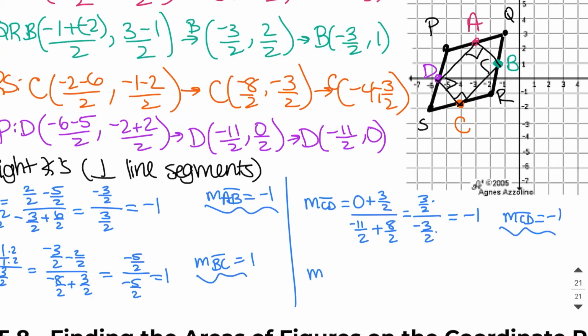And then lastly, I can see that the slope of DA is the last thing I want to find now. So I'm going to do 0 minus 5/2, and that's all over -11/2 plus 3. But I'm going to make this 6/2 because 6 over 2 is 3. So I get negative 5 over 2 over negative 5 over 2. Anything divided by itself is 1. So we can say the slope of DA is equal to 1.